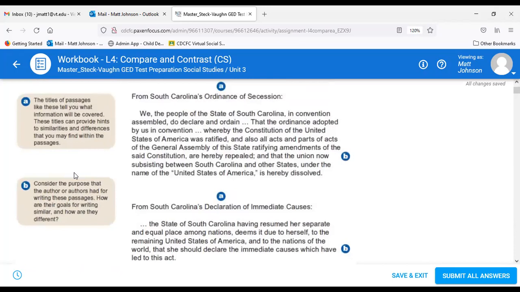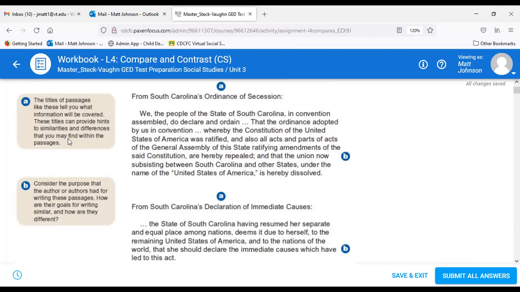So in A, it's just mentioning the titles, right? So the titles of passages like these tell you what information will be covered. These titles can provide hints to similarities and differences that you may find within the passage. And this comes from the same document, but they do outline certain details within that.